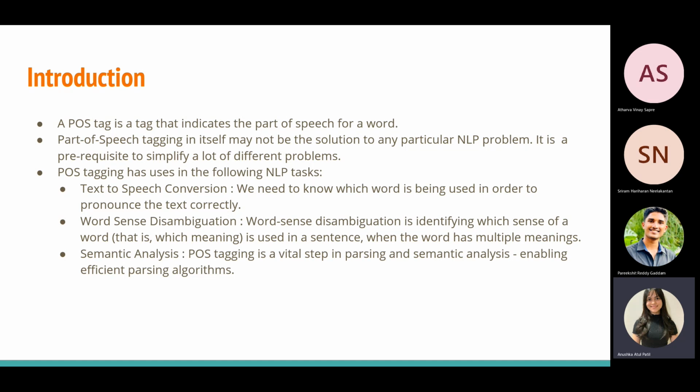What this means is we need to identify the sense of a word, that is the meaning of the word that is used in a sentence. For example, she saw a bear. In this sentence, a bear means an animal, which is a noun. Whereas in the sentence, your efforts will bear fruit, bear, although it has the same spelling, is being used as a verb. Hence, POS tagging is important in word sense disambiguation. Then, in semantic analysis as well, POS tagging is a vital step because we need to understand the meaning or the context in which each word is being used in order to understand the meaning of the entire sentence.